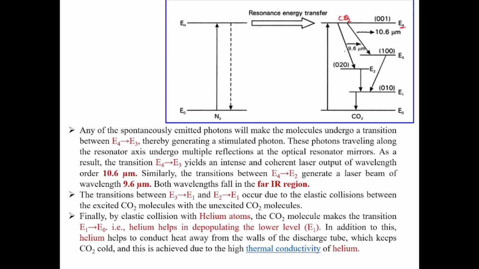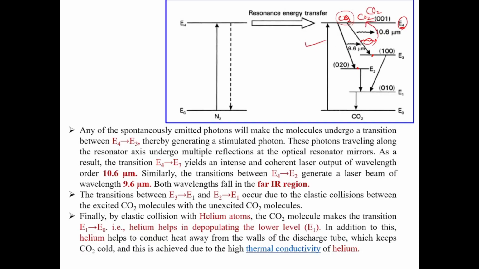Okay, suppose any one of the carbon dioxide molecules spontaneously transits to either E3 or E4. One photon particle will be emitted, and that photon particle will interact further with other carbon dioxide molecules which are in E4. When it interacts, stimulated emission will happen in this system.